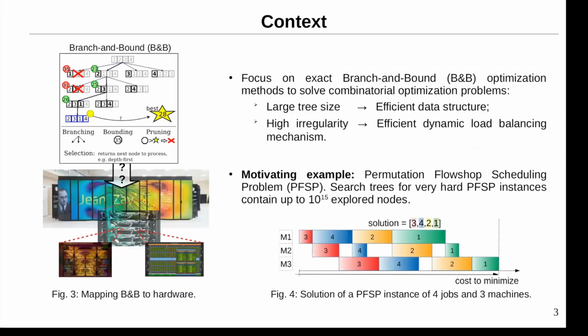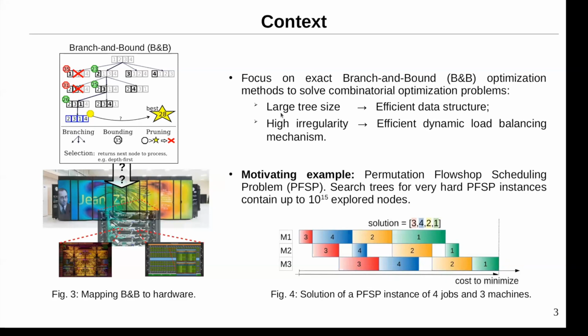On the other hand, this work focuses on exact branch and bound optimization methods to solve combinatorial optimization problems. As you can see in this figure, in branch and bound, each node representing a space of solutions is decomposed into a set of children nodes representing subspaces of solutions. For each child node, we compute a bounding function, which is an estimation of the function to minimize or optimize. And if we consider that a child node is not going to lead to a better solution, we prune it, and this way we perform a complete enumeration of the search space to optimality.